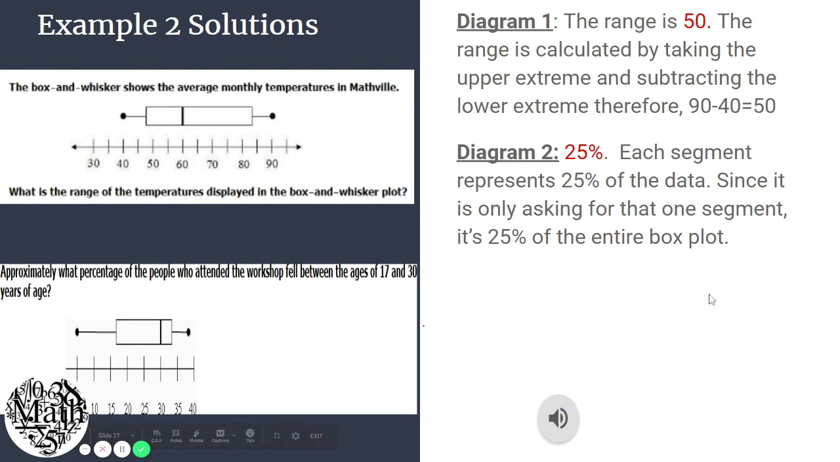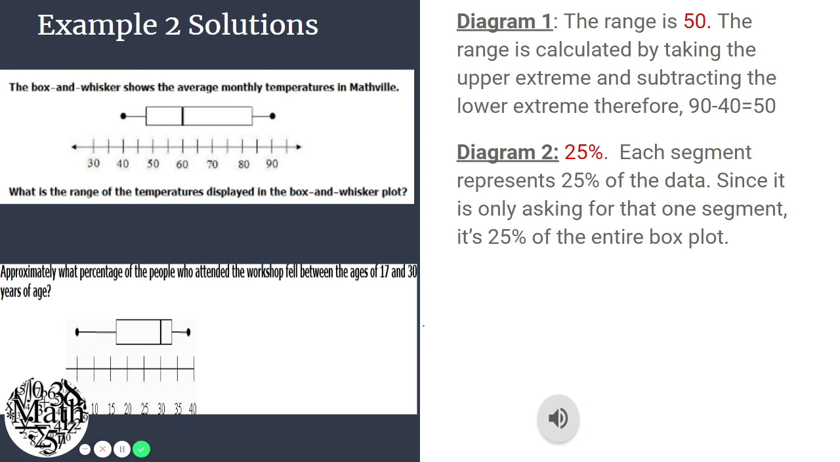For example number 2, you were given a box and whiskers that shows average monthly temperatures in Mathville. They wanted you to calculate the range of the temperatures that are displayed in this plot. For you to do so, you'd have to subtract your lower extreme from your upper extreme, which means that would be 90 minus 40. So the range for the first question in example 2 should be 50.